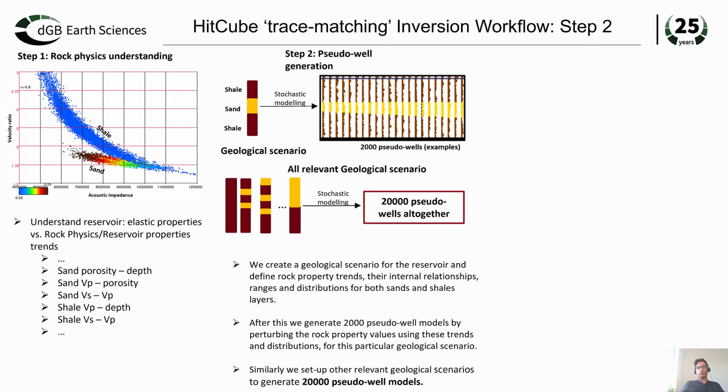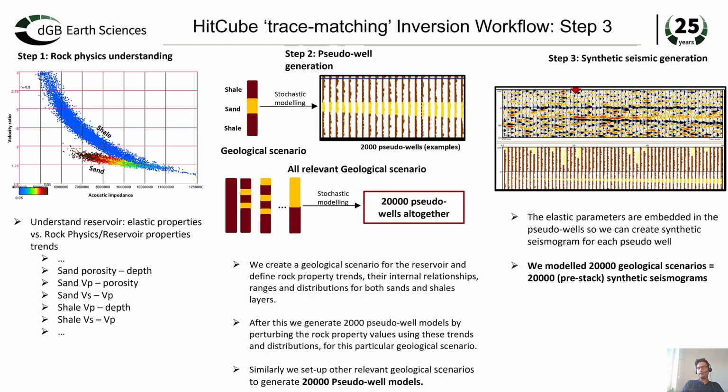Now, we could simply repeat this step and create many other relevant geological scenarios. For example, sand, shale, sand, shale, sand, shale 5 times, or thin layers of interbedded sand between thin layers of shales, or any other scenario that we could think of. In total, in this study, we created 20,000 pseudo-wells altogether.